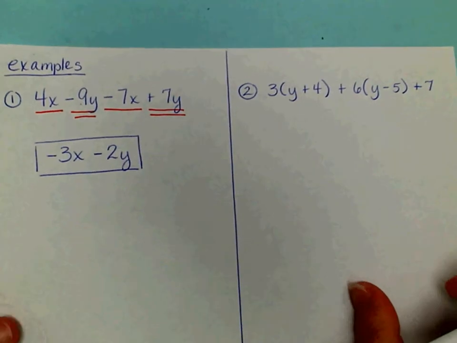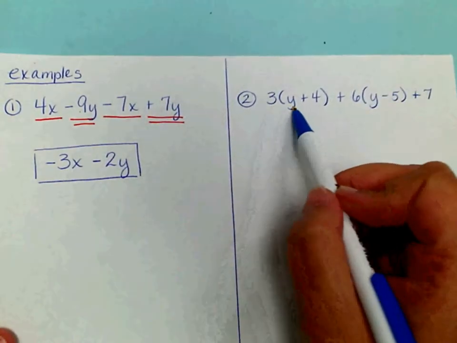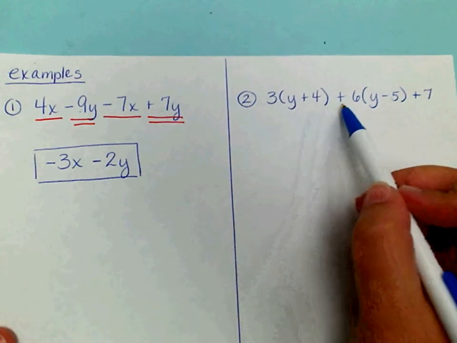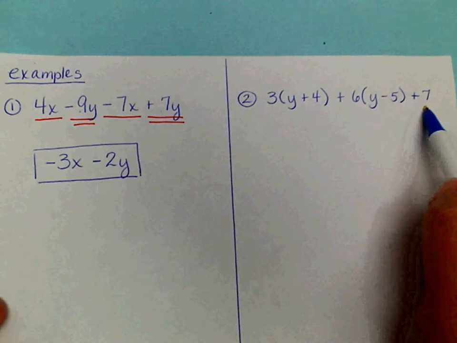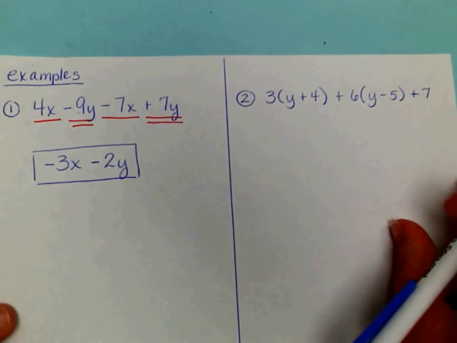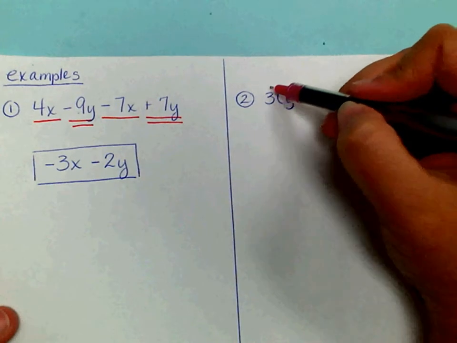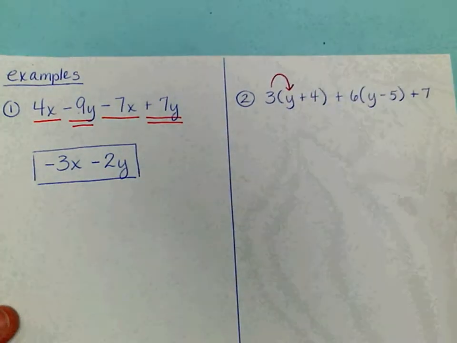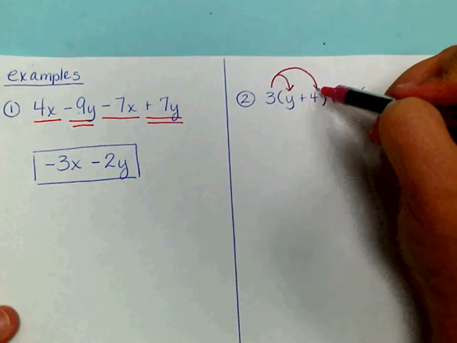Our next example looks a little bit different. Now we have 3 times y plus 4 plus 6 times y minus 5, and then a plus 7. This time around we have parentheses inside our problem, and anytime you see parentheses in a problem, you want to think about distributive property. So we want to take our 3 and multiply it by the y. We want to take our 3 and distribute it and multiply it by the 4.